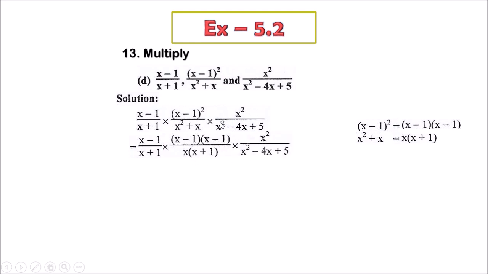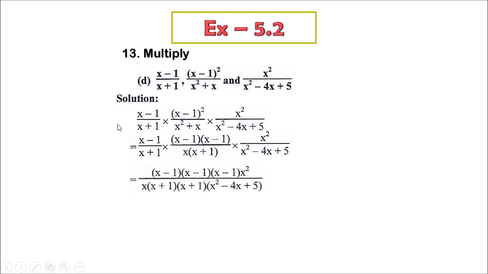And here, x square by x square minus 4x plus 5. It looks like a middle term problem, but we cannot break it as a middle term as there is a positive sign. For this positive sign we can't break it, so it remains the same, and we cannot use any formula here. So it is remaining the same.